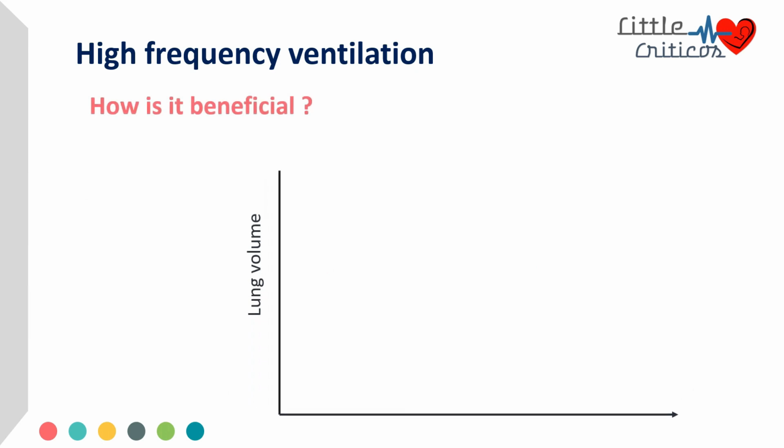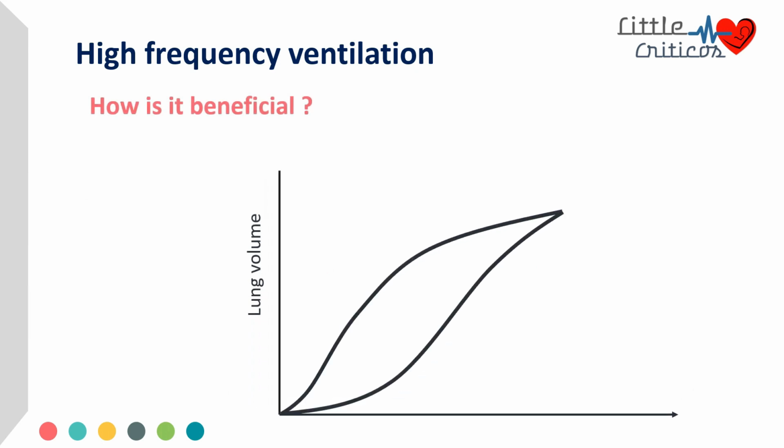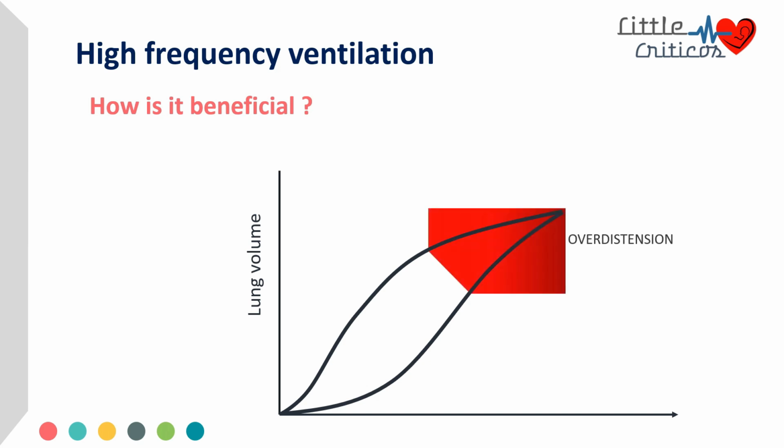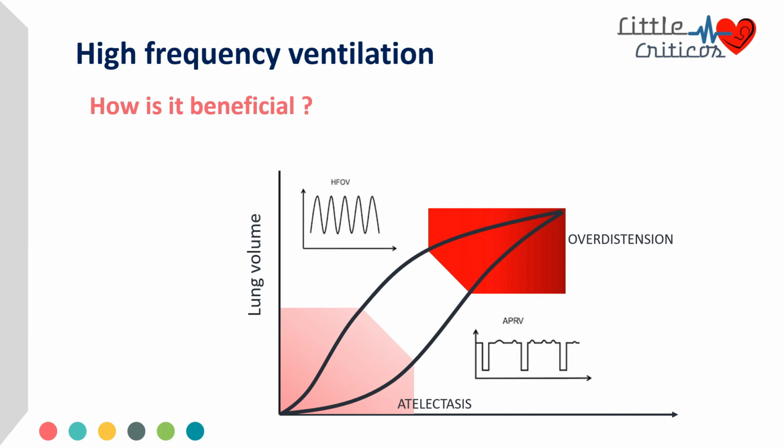In a conventional mode of ventilation, as pressure increases, volume increases. But in extreme states, it can lead on to over-distension, or when the lung is underinflated, it can lead on to atelectasis. Both HFOV and APRV function in the mid-range or in the compliant portion of the PV loop, thus facilitating adequate oxygenation by avoiding over-distension and atelectasis.